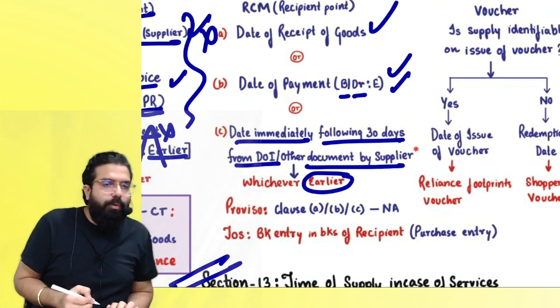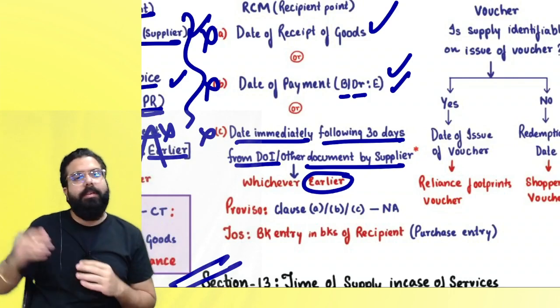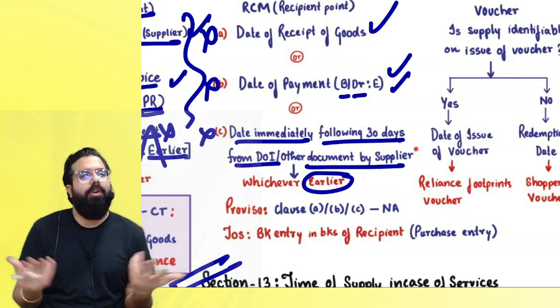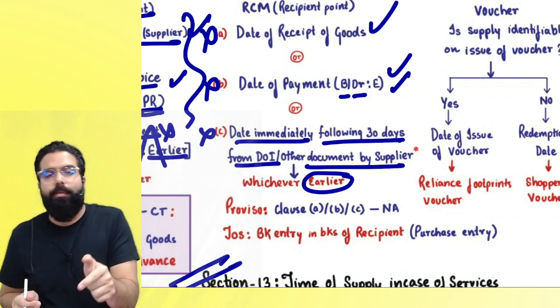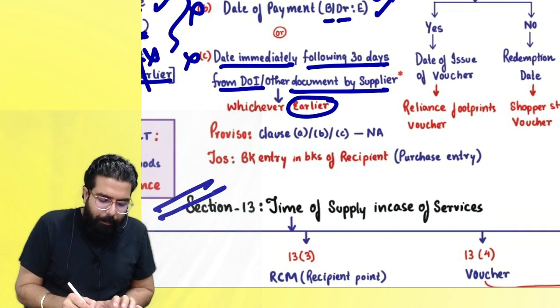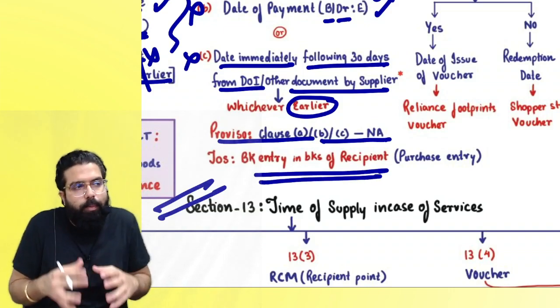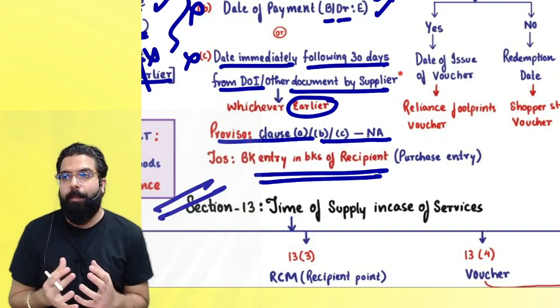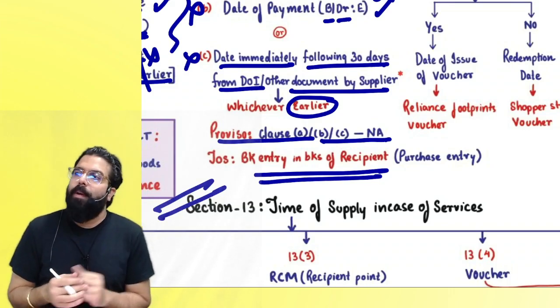Sir, date of receipt of goods is not there. Date of payment is also not there. And the supplier did not go ahead and give me any invoice or any document. So I'm not able to calculate the 31st day. In that scenario, sir, when A, B, C is not applicable, book entry date of the recipient, that is when you make a purchase entry being the recipient, that entry date will become the time of supply.